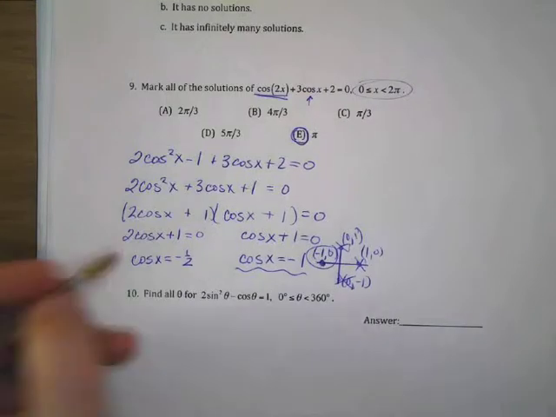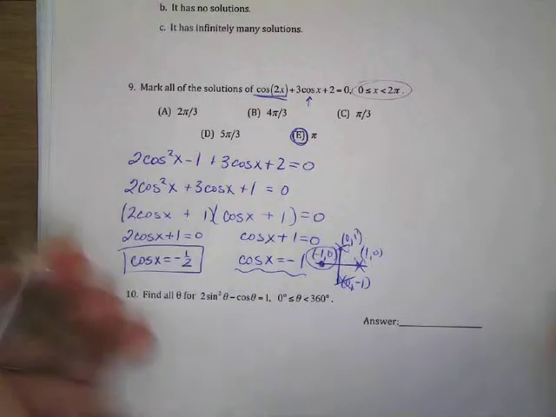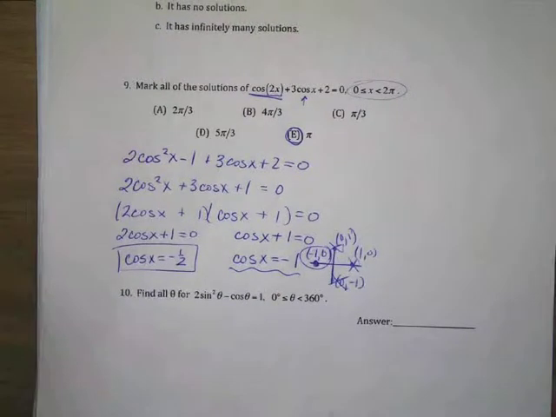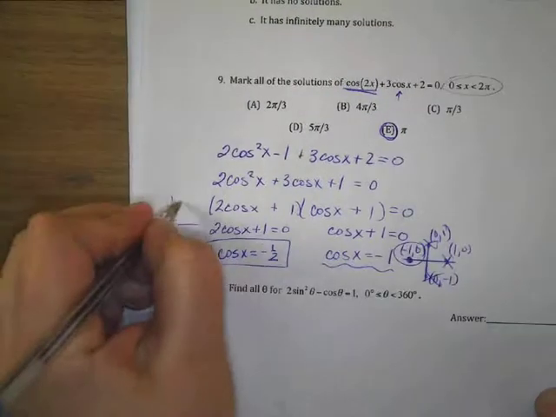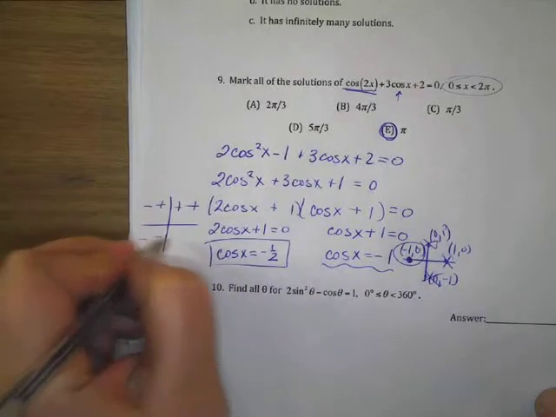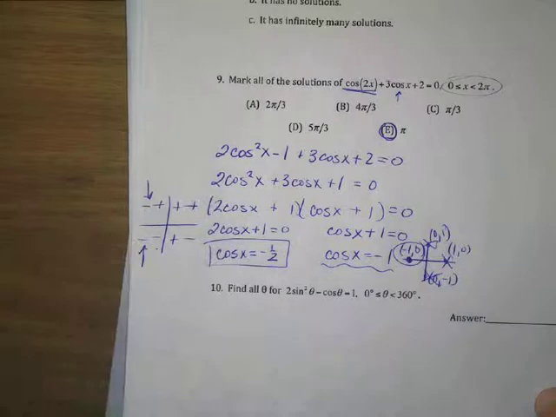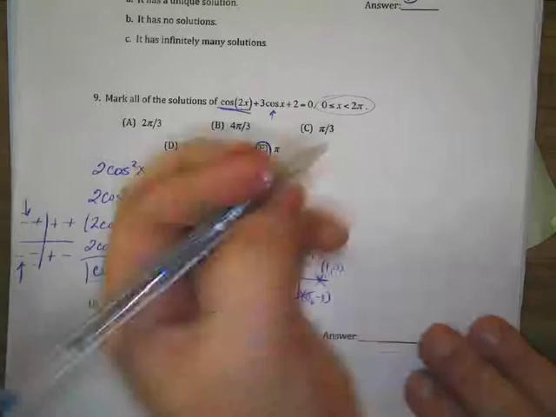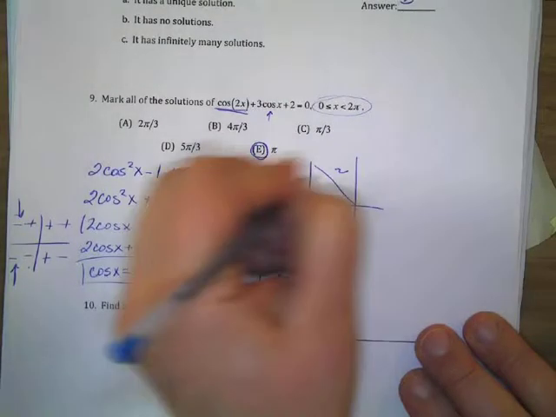And now for this one, I have to do 2 triangles. So where's the cosine negative? Which 2 quadrants? 2 and 3. If you need to draw this, draw this. Cosine, cosine. So quadrant 2, quadrant 3. We'll do it this way.